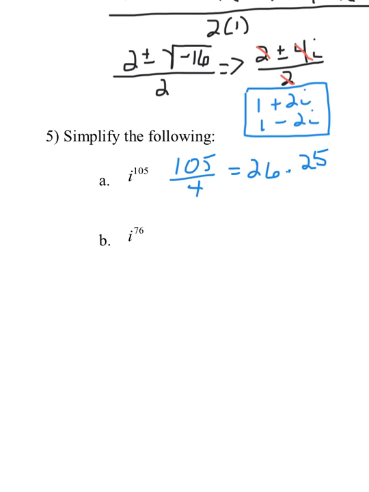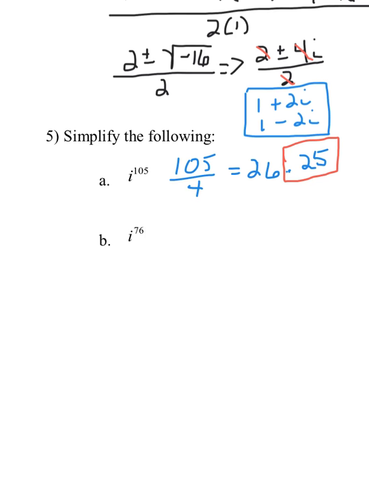Okay, so when I take the exponent 105 and I divide by 4, I get 26.25. And what I want to look at is the decimal. If my decimal is 0.25, that means I have just i. If I had a 0.5, I would have i squared, which would be negative 1. And if I had a 0.75, that would be i to the third power, or negative i. And if I had a 0.00, that would be the same thing as i to the fourth power, which is 1.